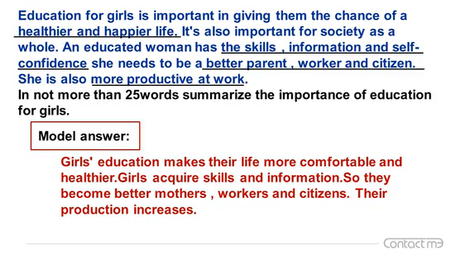You can start with education gives women a healthier and happier life. Also, educated women have the skills and information to be better mothers or workers. Also, educated women are more productive at work. You can write different answers, but you have to keep to the key sentences.